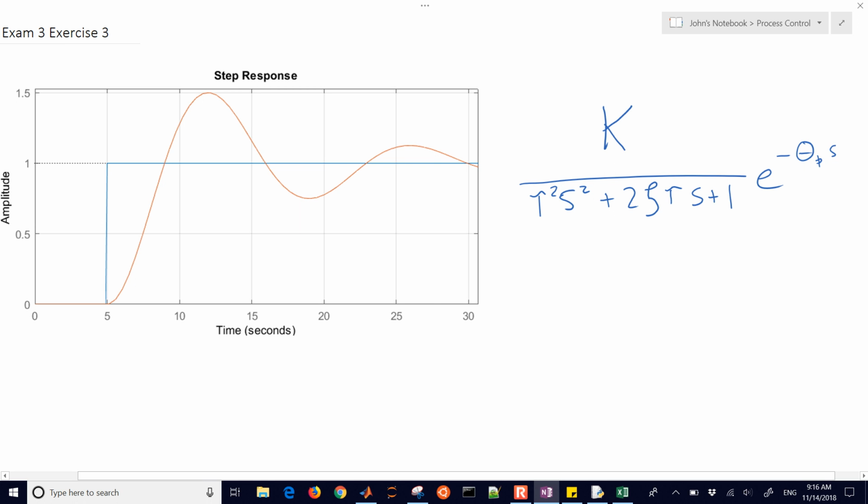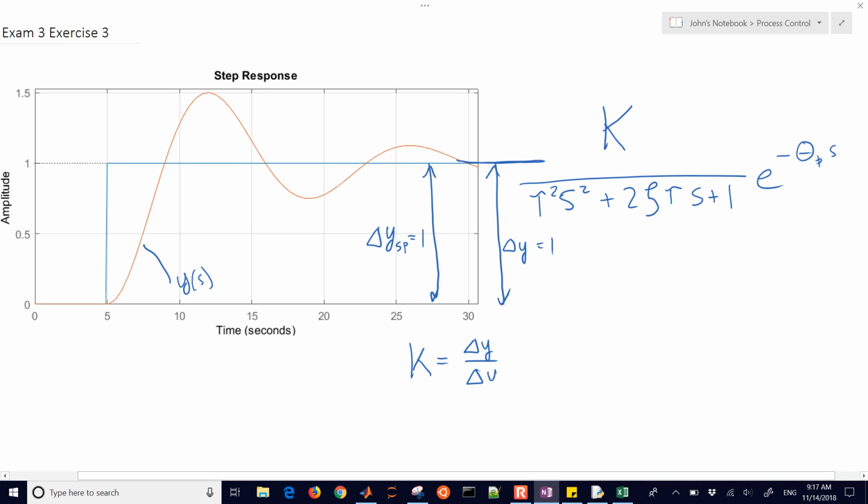So we have here our delta U. That's going to be our delta. This is our set point, and that equals 1. And then we see that the response, this is our Y, is going to level out at a value of 1. This is a PI controller. So we also have that the delta Y is going to be equal to 1 as well. And so our gain for this system is going to be delta Y over delta Y set point, and that equals 1 over 1. So that equals 1. So for this equation, we'll just put a 1 there.